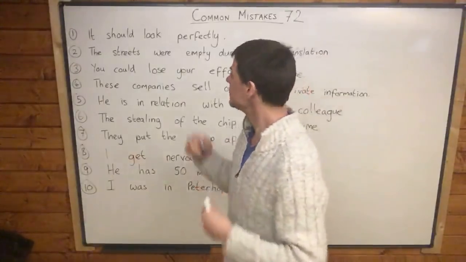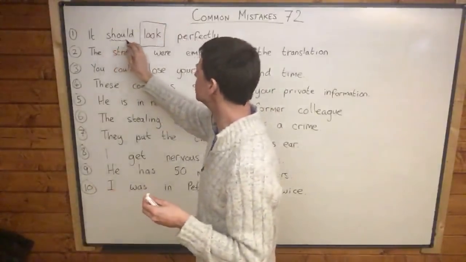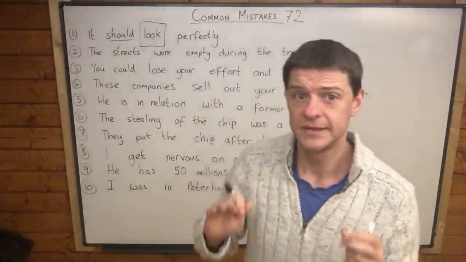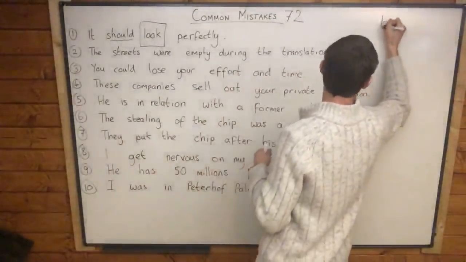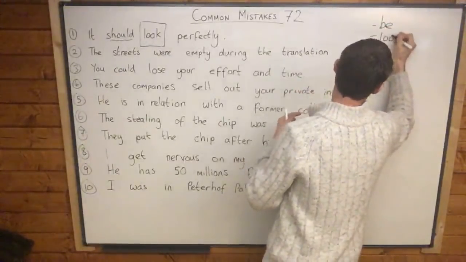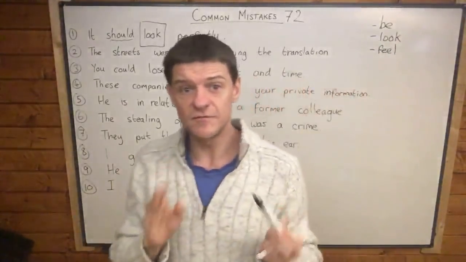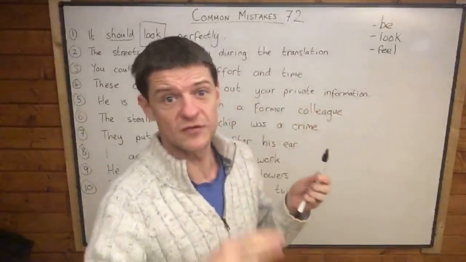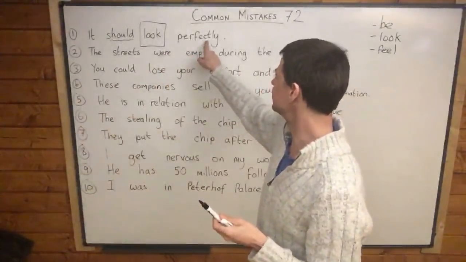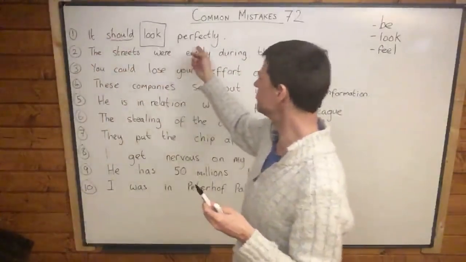Well, it's not. And it's because this verb here, look, there's your modal verb, should. But this verb here, look, it is actually a copular verb. Now, there aren't many copular verbs in English. Be is the most common copular verb, but also look and feel. These verbs are a little bit special because very often with ordinary verbs, non-copular verbs, this would definitely be an adjective.